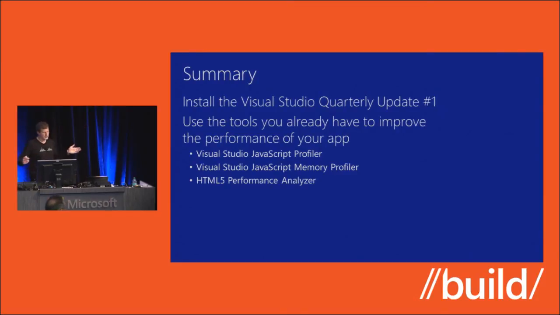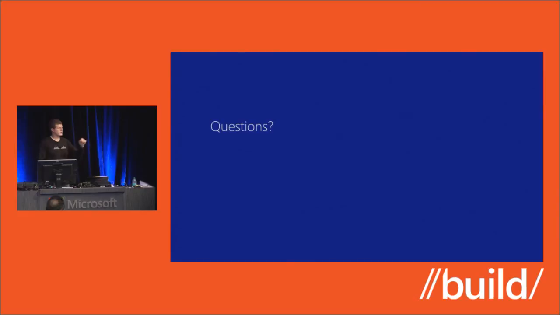So in closing, install the quarterly update number 1. You're going to get the memory tool that I just showed you. And then, as we talked about, use the tools as you make changes to make sure that you don't get an app that's really bad. Use the tools you already have to improve the performance of your app. The big 3 that we talked about today are what we have available at the moment for Windows Store JavaScript applications on the desktop. Certainly something we look to improve in the future. So are there any questions?